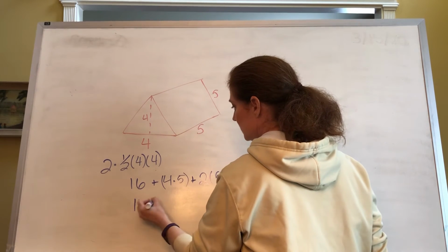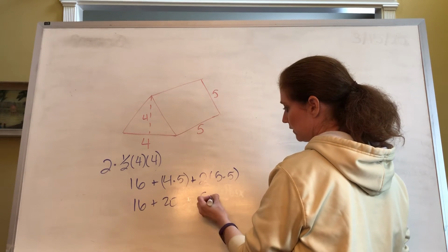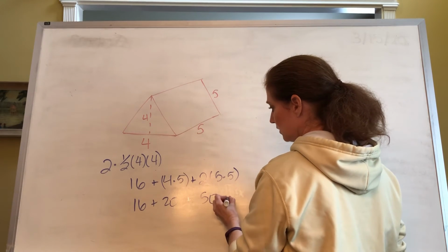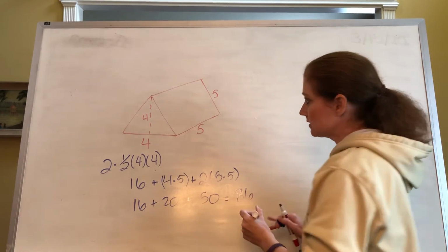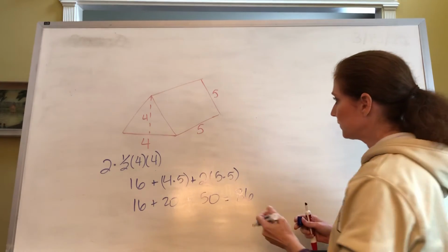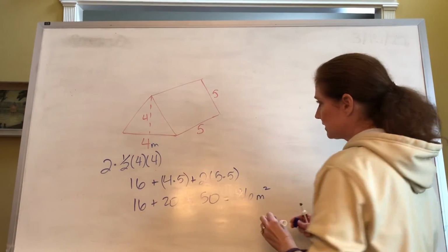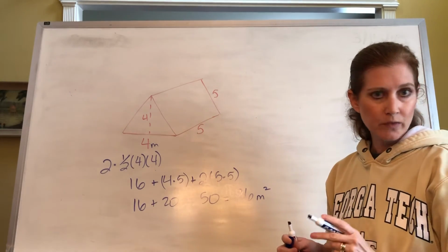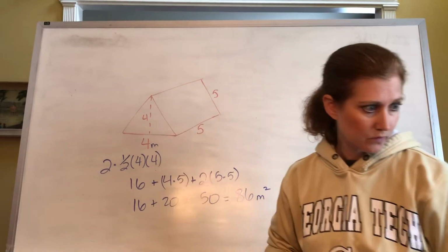Alright, so I have 16 plus 20 plus 50. And so that will be 86 altogether. Let's call that meters. And so it'll be 86 meters squared. Alright, that is our surface areas.